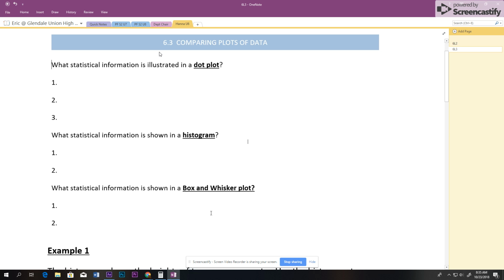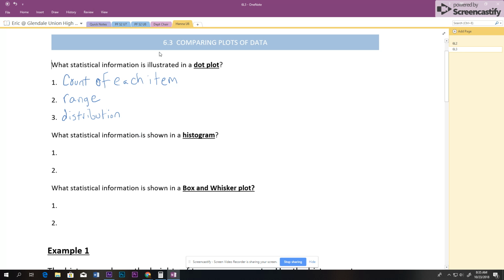All right, let's take a look at comparing plots of data. What statistical information is illustrated in a dot plot? Well, first, it's just the count of each item. From there, the easiest one to find is the range and then the distribution, whether that's normal distribution or skewed, but we won't worry about that.